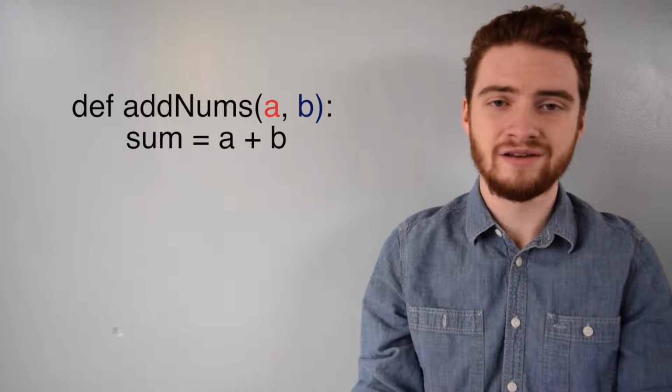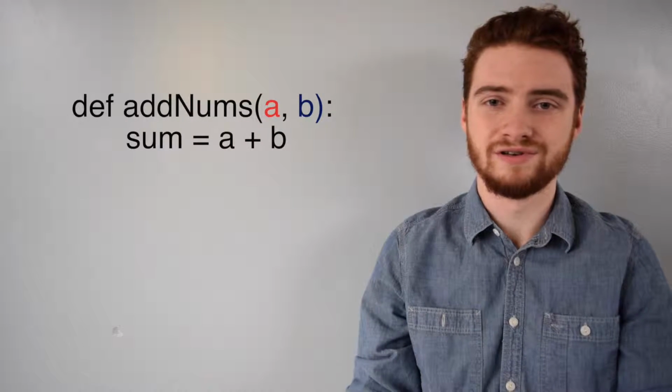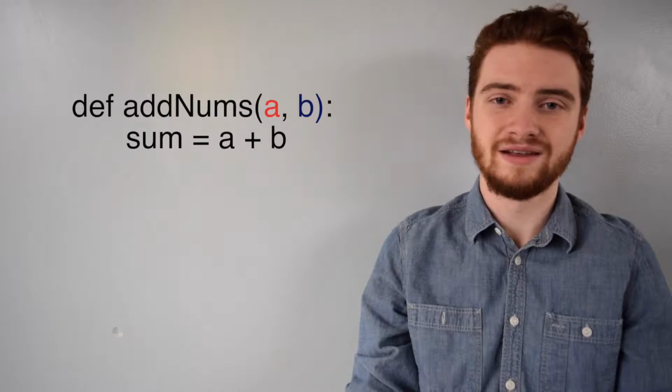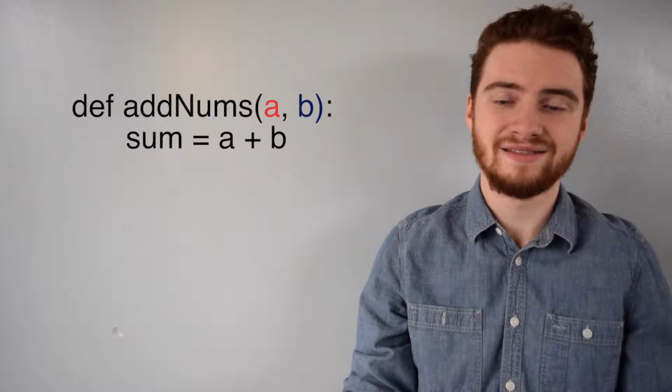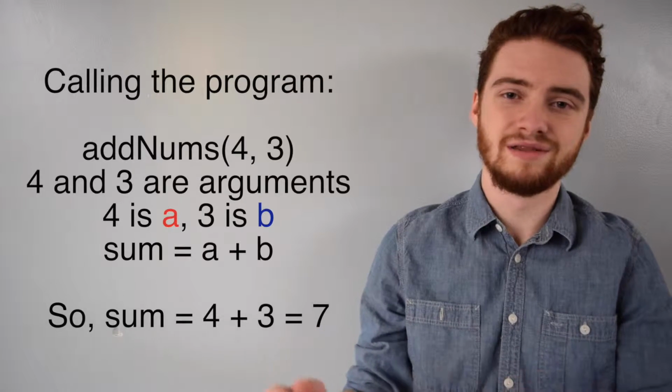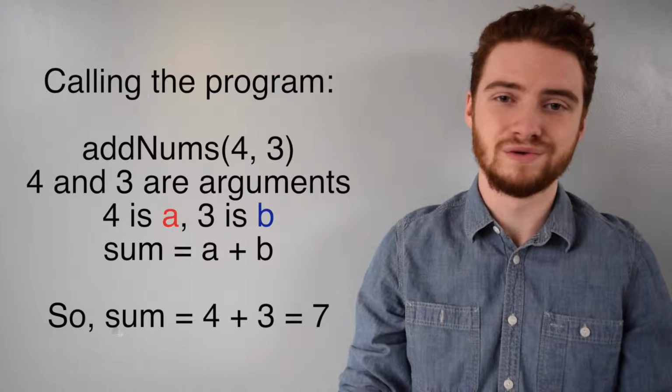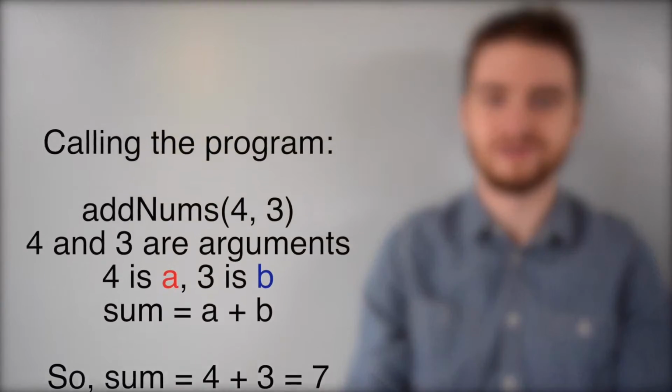Suppose you wanted to make a function that added two numbers together. At the beginning of your function, you would declare two parameters, let's call them A and B, and in the body of your function, you would add these two parameters together. When you call the program, the parameters in the body would be substituted for the numbers you call the function with, giving you the desired result.